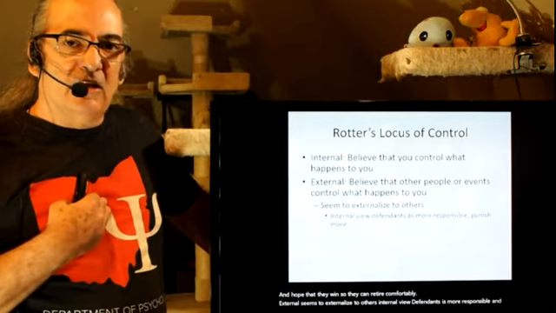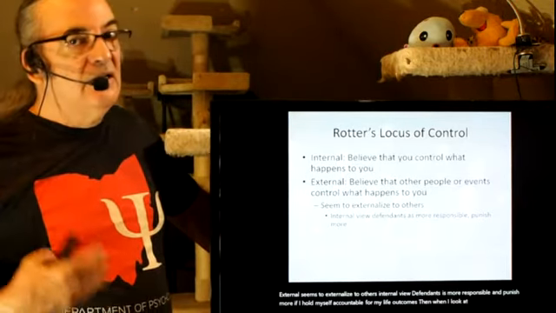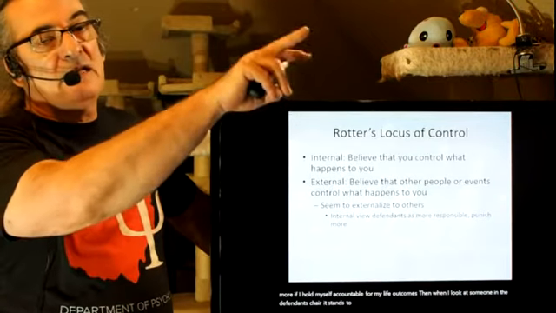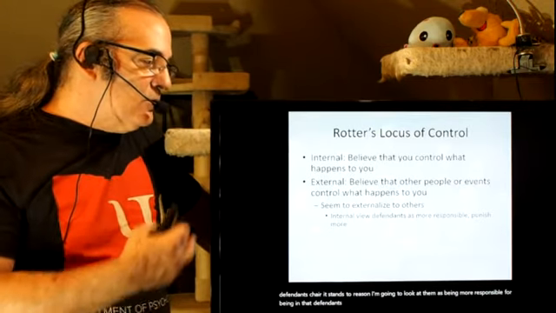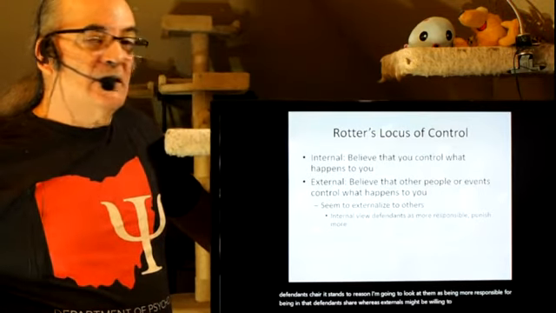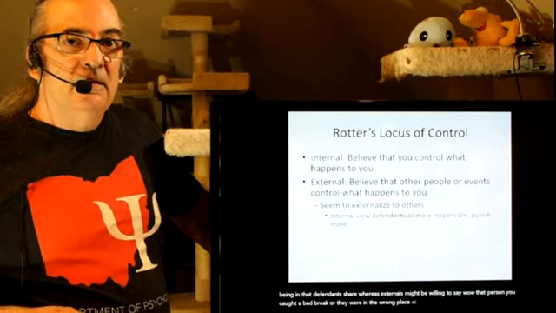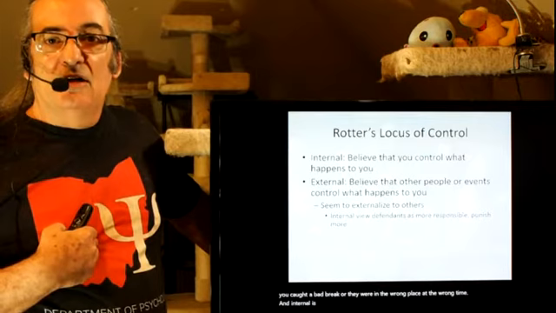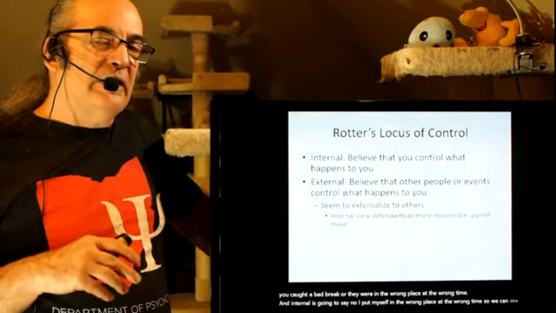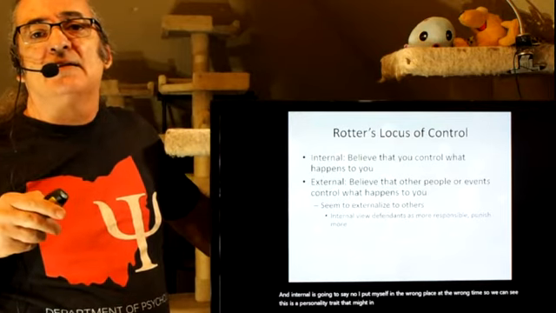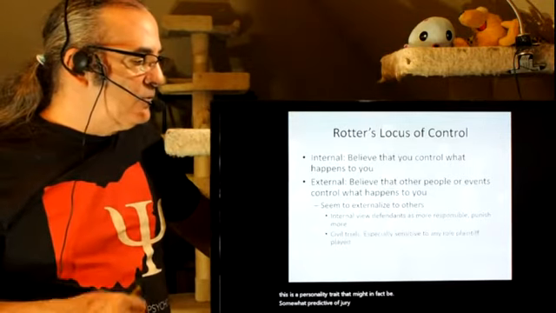If I hold myself accountable for my life outcomes, then when I look at someone in the defendant's chair, it stands to reason I'm going to look at them as being more responsible for being in that defendant's chair. Whereas externals might be willing to say, wow, that person caught a bad break, or they were in the wrong place at the wrong time. An internal is going to say, no, I put myself in the wrong place at the wrong time. So we can see this is a personality trait that might, in fact, be somewhat predictive of jury decision-making, at least it is in the laboratory.